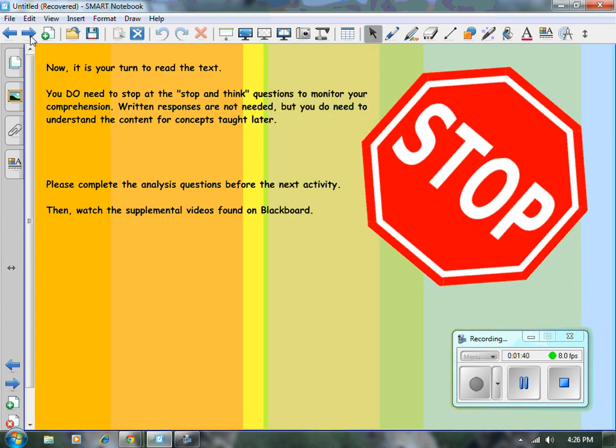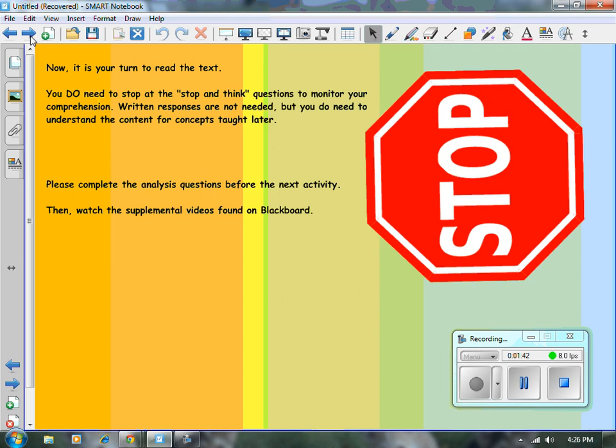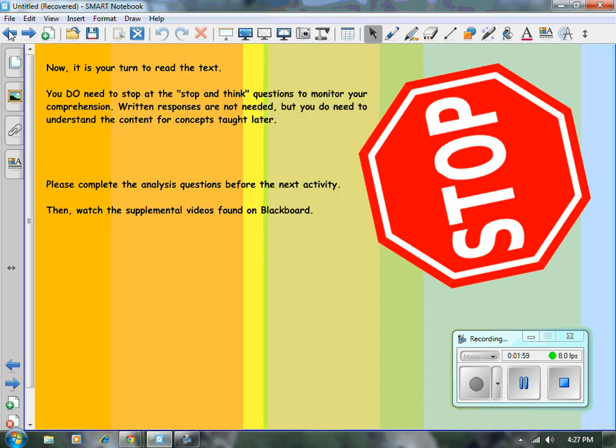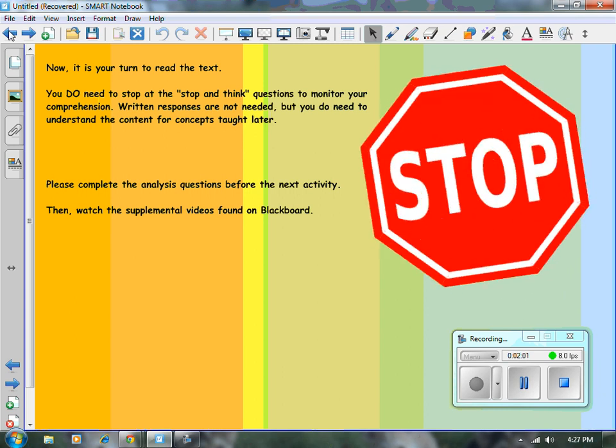And now on for the reading. It is a stop and think lesson, so I want you to do just that, to stop and think when I pause. You don't have to write them down, but I want to make sure you understand them. We're going to go through them in class, and then I'll talk a little bit about the analysis questions. All right, so I'm going to start.